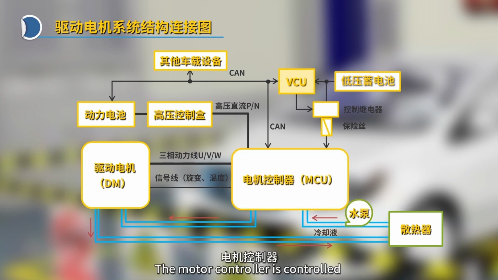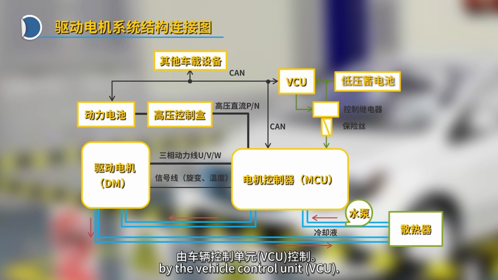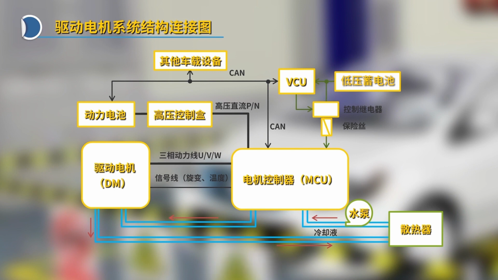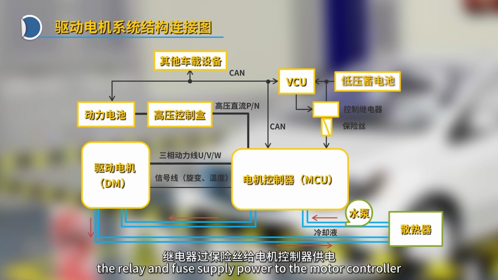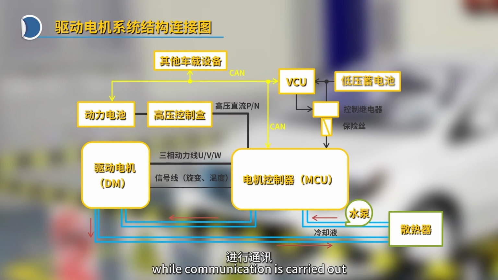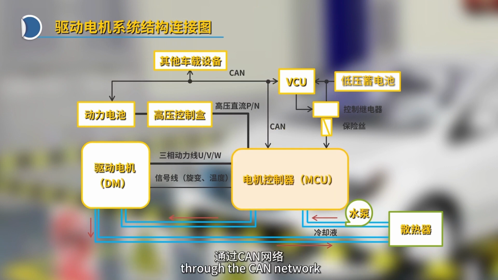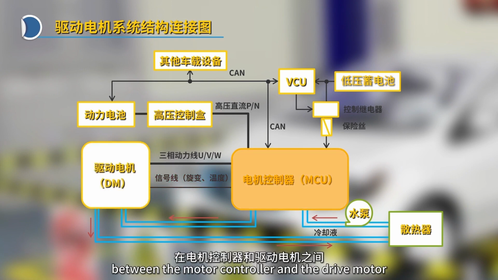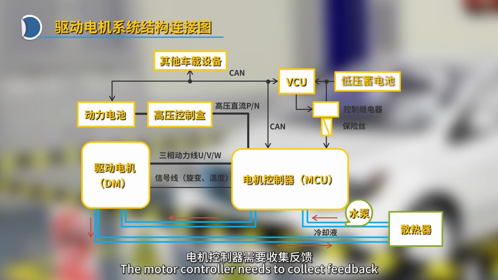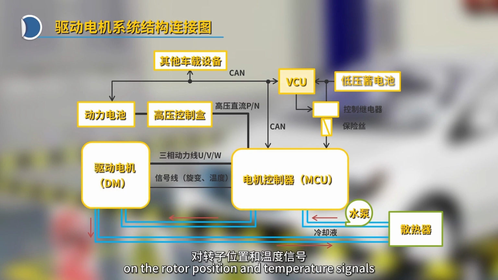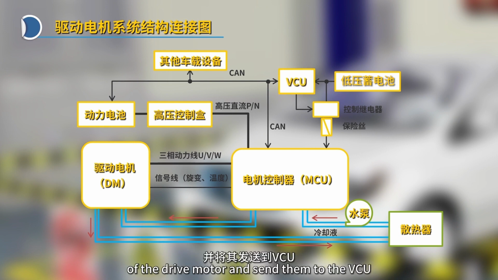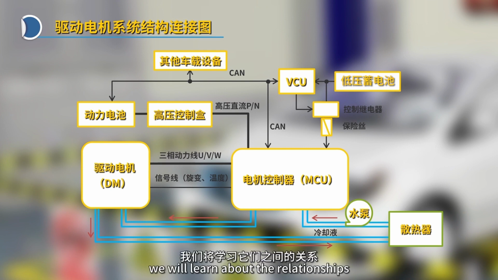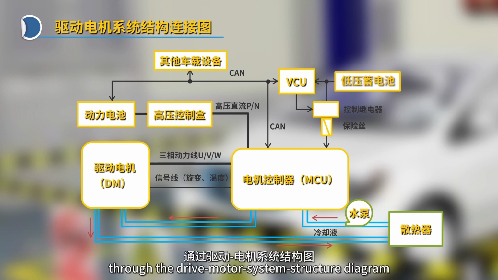The motor controller is controlled by the Vehicle Control Unit, VCU, through the low voltage battery to the VCU control. The relay and fuse supply power to the motor controller while communication is carried out through the CAN network. There also needs to be signal transmission between the motor controller and the drive motor. The motor controller needs to collect feedback on the rotor position and temperature signals of the drive motor and send them to the VCU.